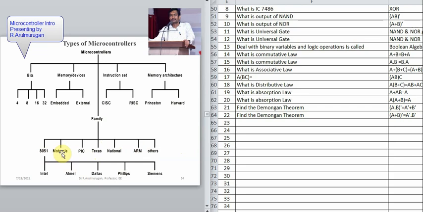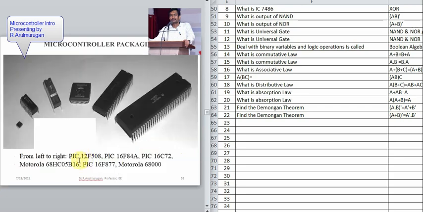Motorola means what number? PIC means what number? Look at the PIC IC. PIC is a 12F508, PIC IC 16F84A. You can type it on Google, and you will get this IC's data sheet. The data sheet tells you how many pins there are and what each pin is. These three are Motorola microcontrollers.